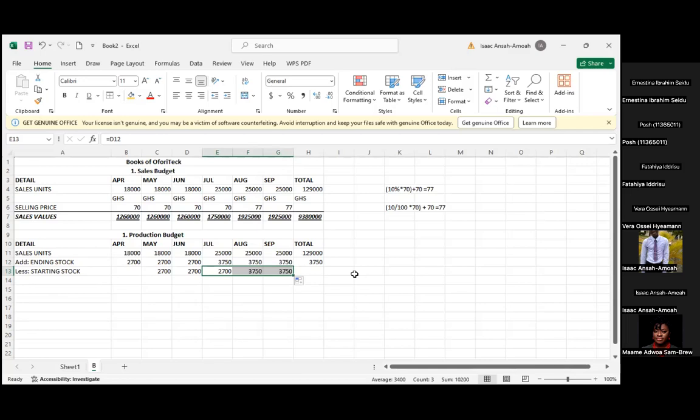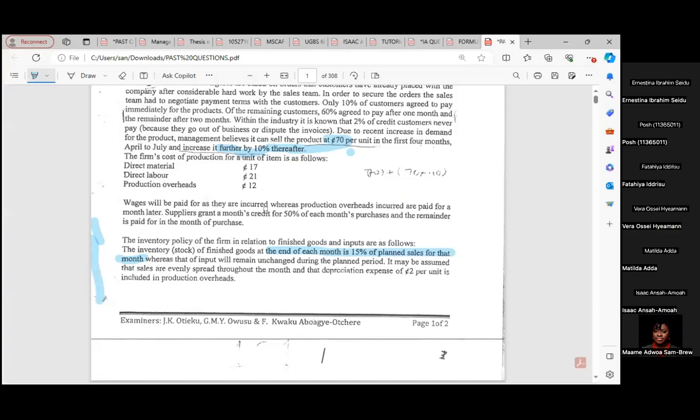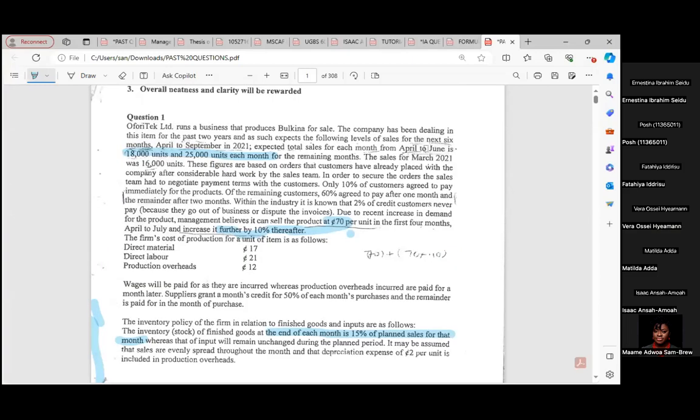Yes. Can we also anticipate that since the business has been there for some time, there can be an ending stock of March? That should be the starting stock of April. Can we assume that? Yes, we can assume. But which figure are we going to use? The question gave the sales unit. It gave 16,000. Yes, this is it. March, 16,000.